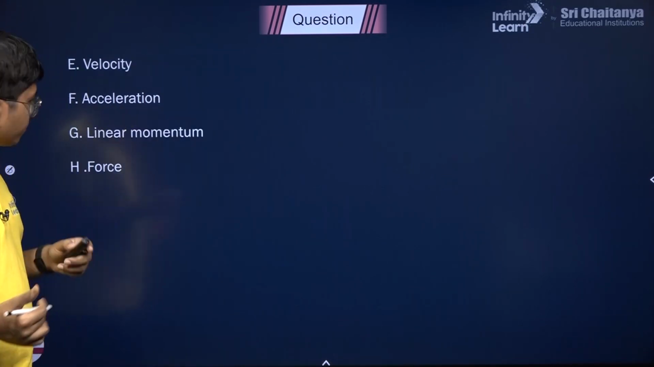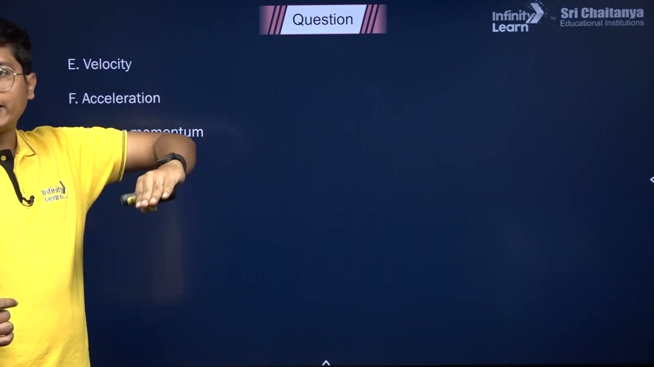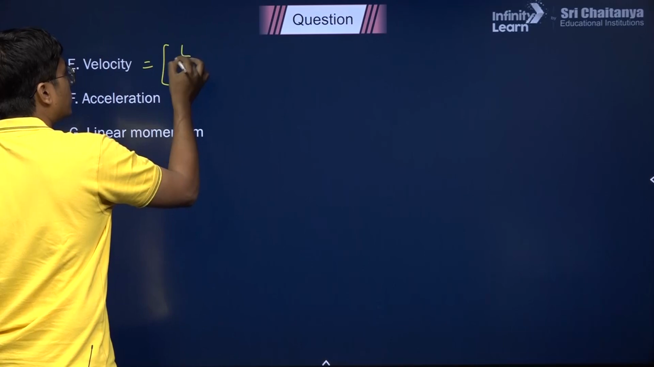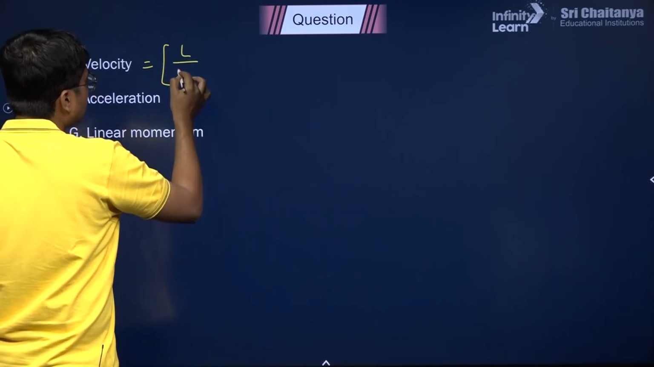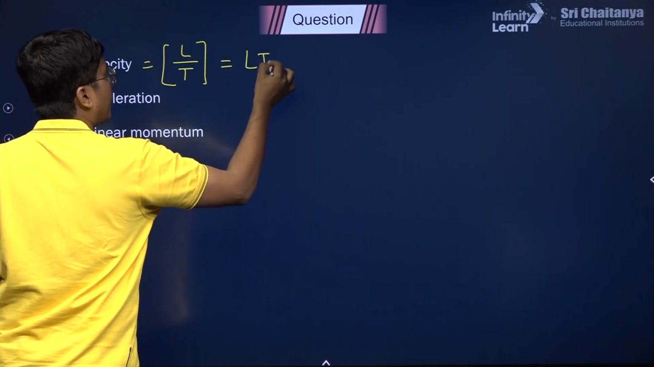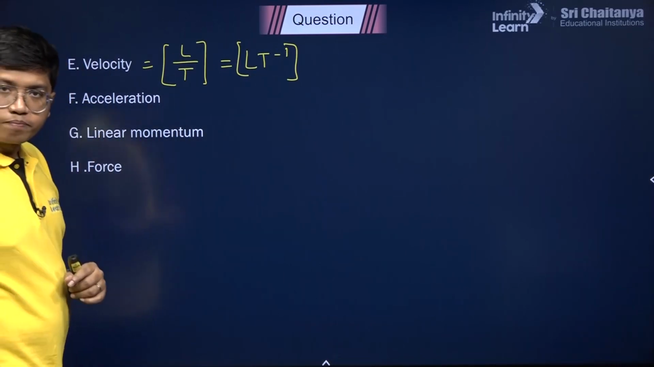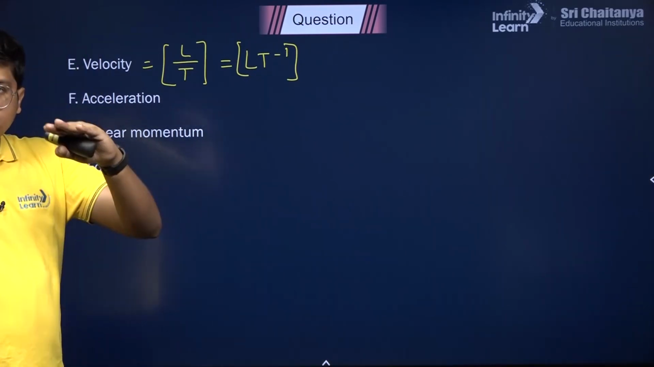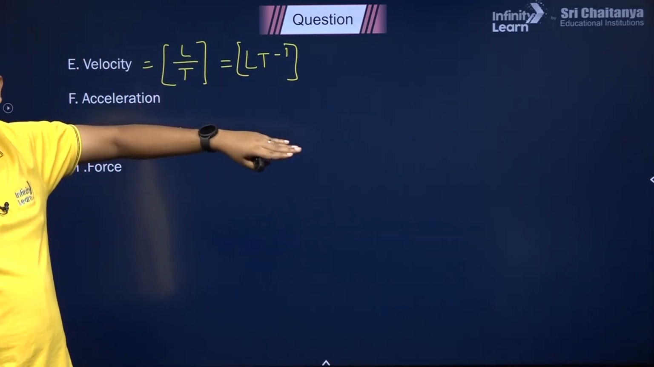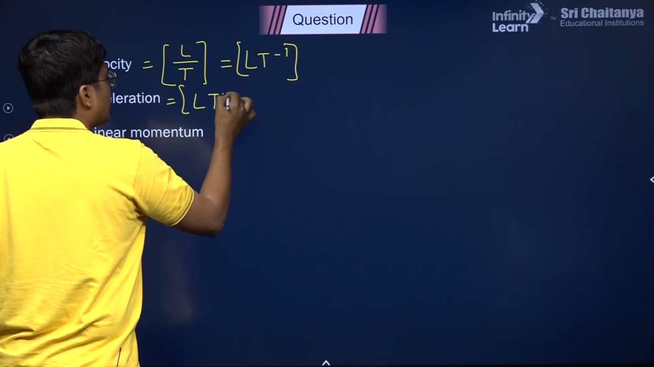Let's look at a few more. Here we have velocity. What is velocity? Velocity is distance by time. Distance has the dimension of L and time has the dimension of T, which makes this L T to the power minus 1. That is the dimension of velocity. Next, acceleration. Acceleration is what? Velocity by time. Velocity is this. When you put another time below, you will get L T to the power minus 2.